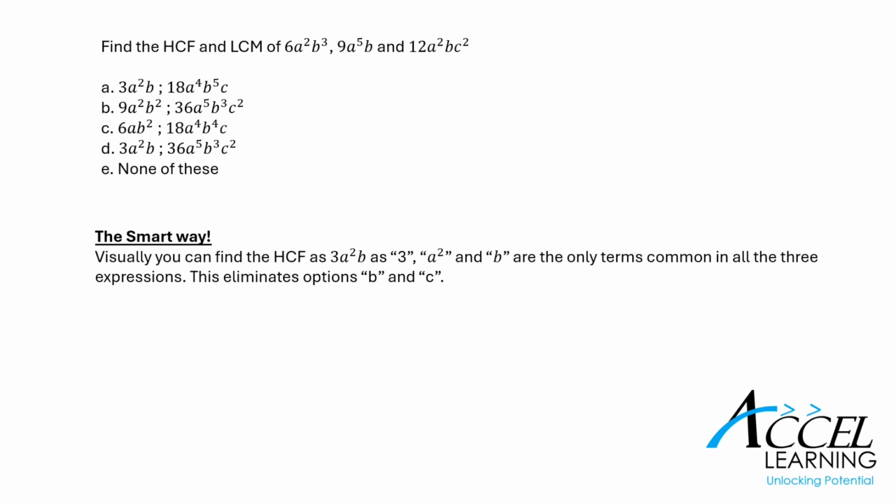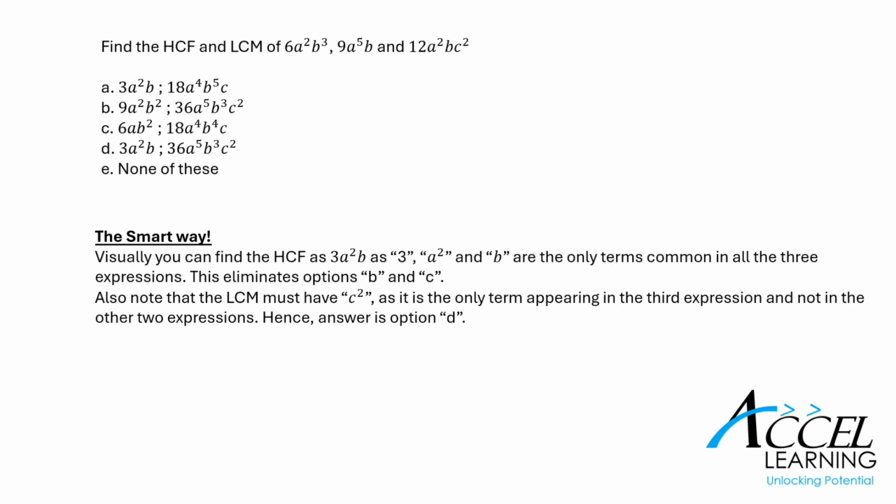Visually, you can find the HCF as 3a squared b, as 3a squared and b are the only terms common in all the three expressions. This eliminates options B and C. Also note that the LCM must have c squared as it is the only term appearing in the third expression and not in the other two expressions. Hence, the answer is option D. And the estimated time to arrive at the answer is 5 seconds.